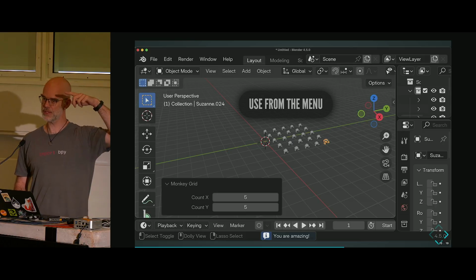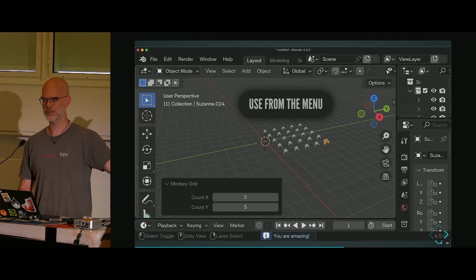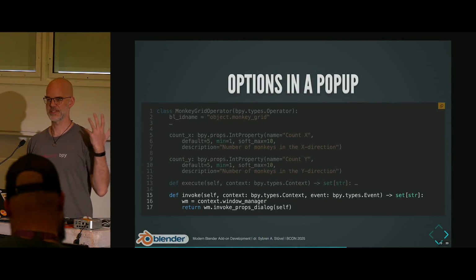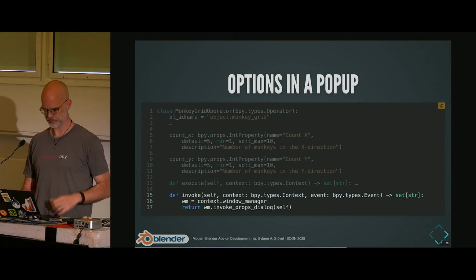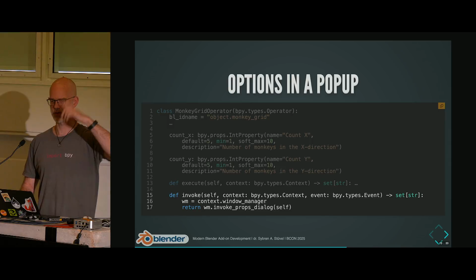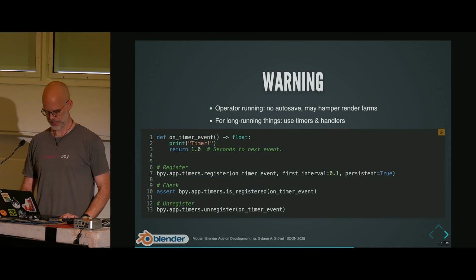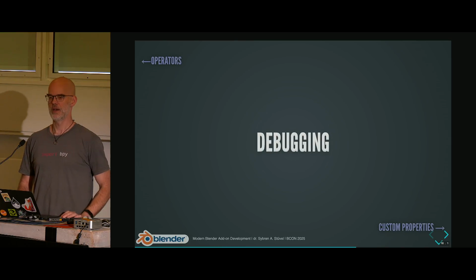If you do it from the menu, you also get the redo panel. And you can also show them, as I said, in a pop-up. This is just literally taken from one of those Python examples. I'm quickly going over these guys, to go for more interesting stuff.